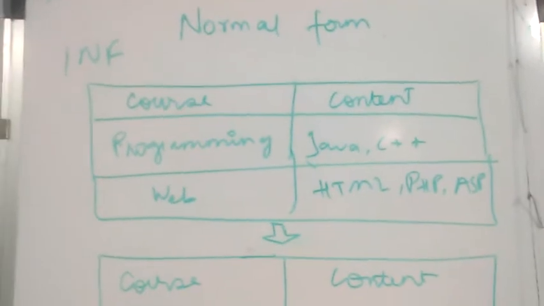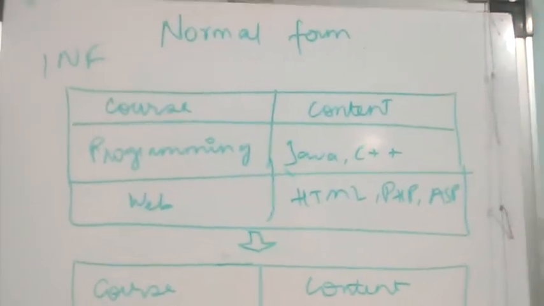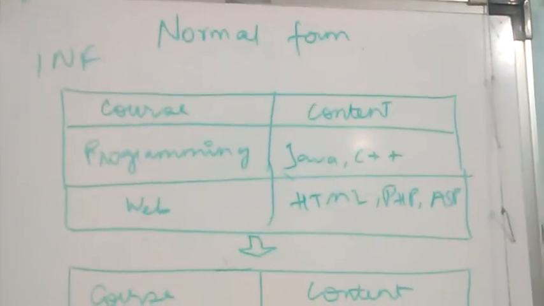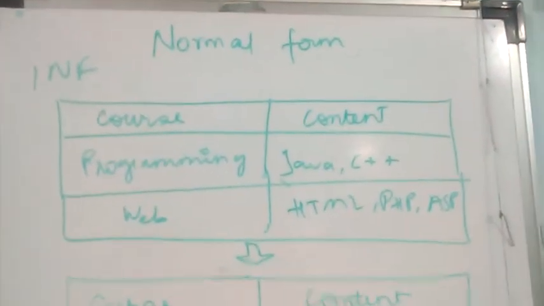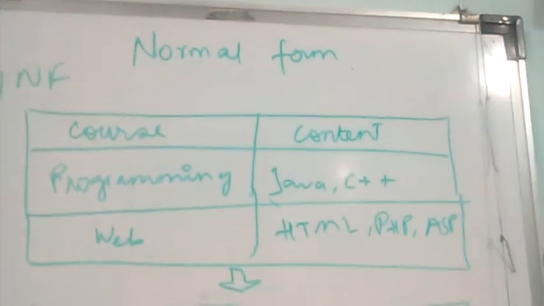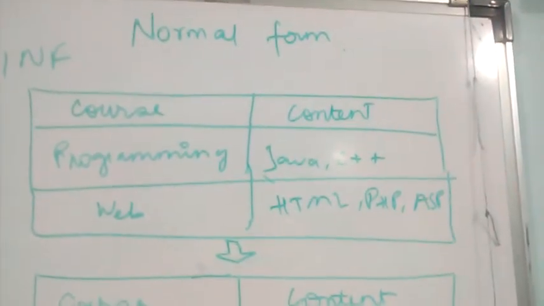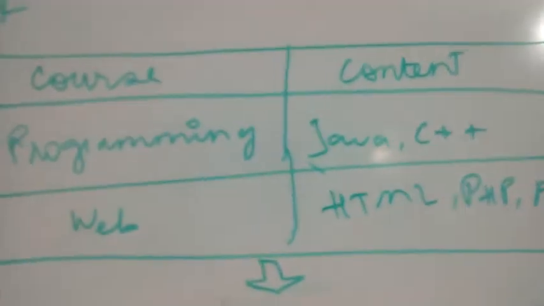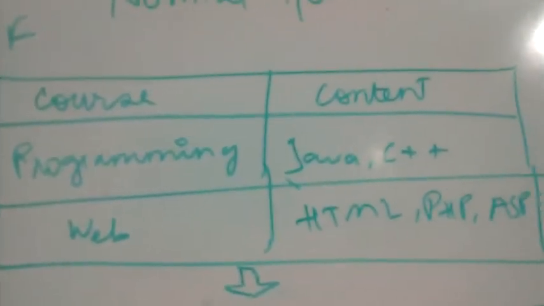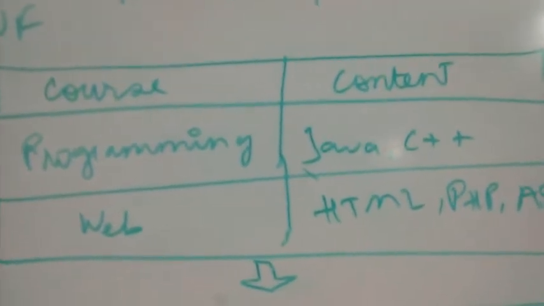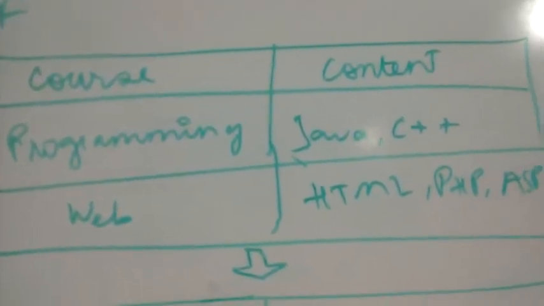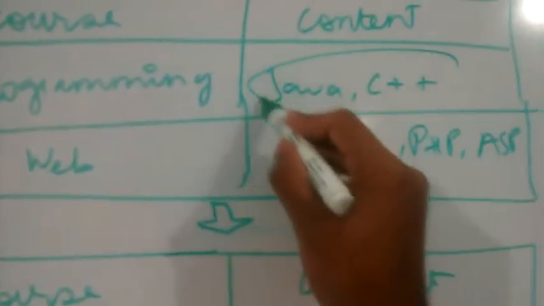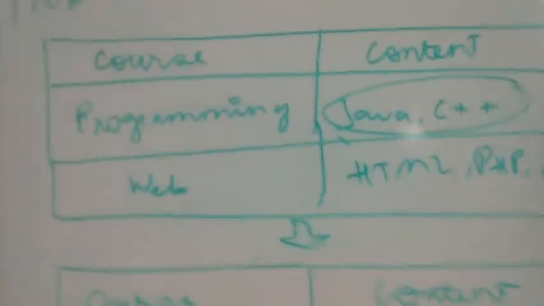So let's get started. In first normal form, the rule states that all the attributes in the relation must have atomic domains, and values in domains are indivisible units. You can see that in this table, the programming, there are two columns, which are course and content. Programming has the content Java and C++. These two are forming a group, which is not allowed in first normal form.